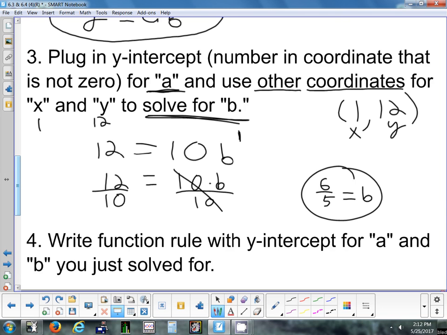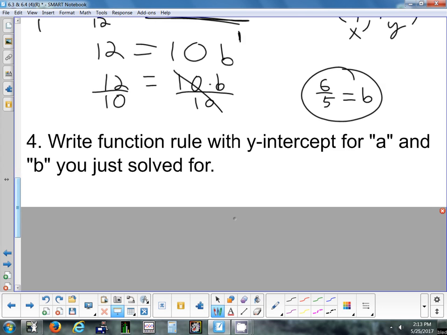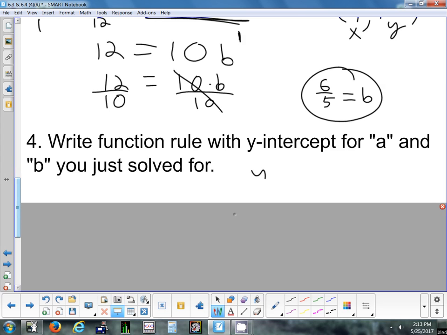So now what's the final answer? What would be our equation? Yep, that's a good start. Y equals 12 times 6. What are the two letters you're plugging in for? A is 10. B is 6 over 5. So there's no 12 in the final answer. A is not 12, B is not 12. So we're not gonna use that. So A is 10, and B was 6 over 5.